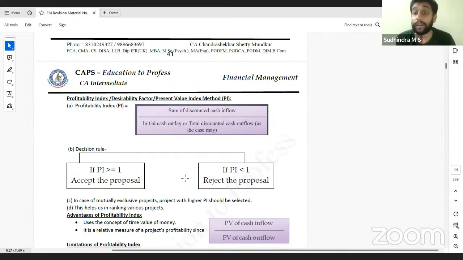Profitability index is also called the desirability factor. That can be asked. They can ask us to calculate desirability factor instead of profitability index. We should not scratch our head then. Desirability factor is profitability index.